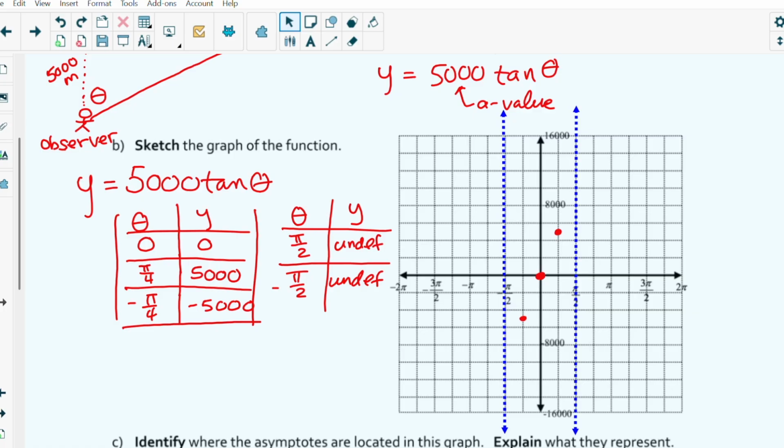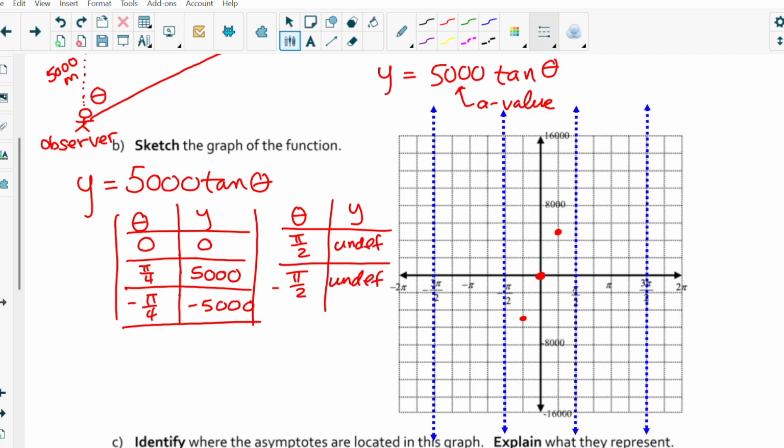And then I know it's every pi over 2 units, we're going to keep having asymptotes. So I'm going to do another set of asymptotes at 3 pi over 2, and then another set of asymptotes over here at negative 3 pi over 2. Okay, there we go. And then we know this tangent function is a repeating function. So if it looks like this in this section, it's going to look the same in the other sections as well. So I'm just going to repeat it like that.